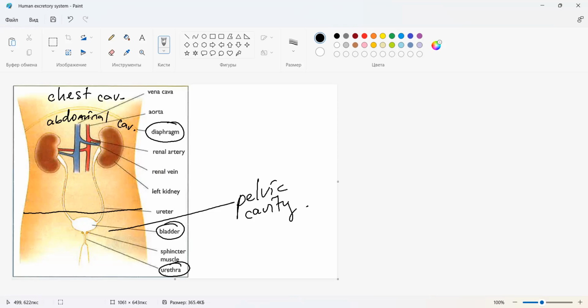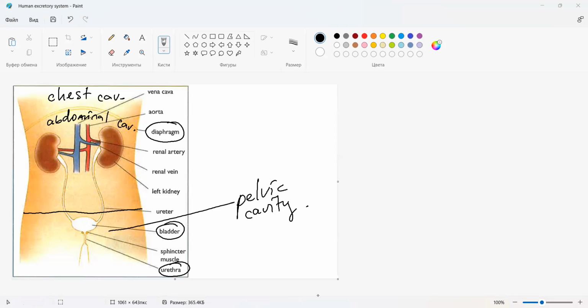I'm repeating again, our excretory system is mostly located in the abdominal cavity and in the pelvic cavity. In the abdominal cavity, we have 2 kidneys, we have 2 ureters. In the pelvic cavity, we again have some parts of the ureters, the bladder, and the urethra. So these are our major organs. Now I will give you information about the structure of the kidney. I will explain it on the picture.